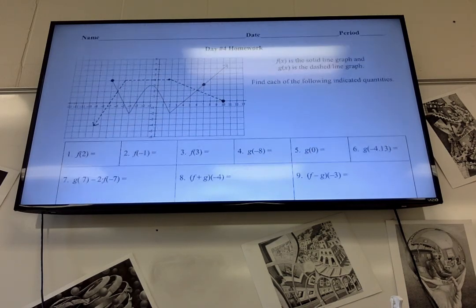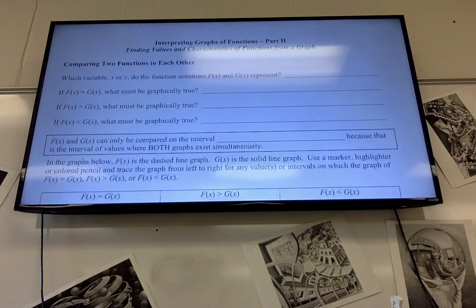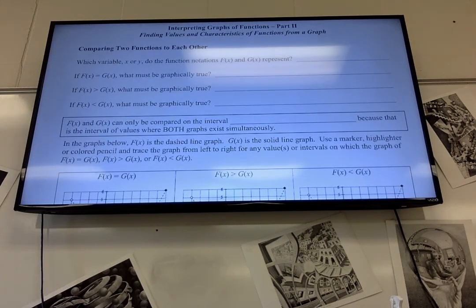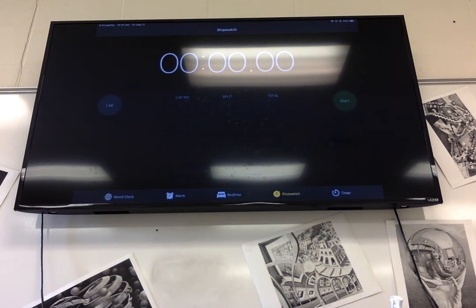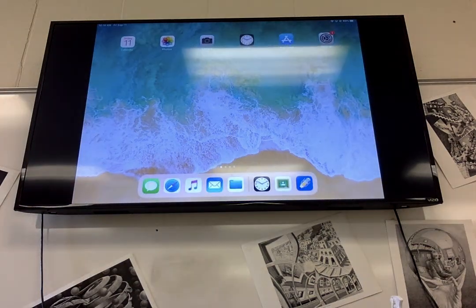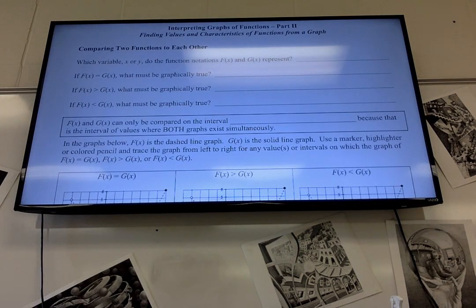Okay, that was the homework. And here we go. On to new stuff. Okay, so now we're going to be not just comparing the function to whether it's bigger than 0 or less than 0 or whatever. Oh, you need that sheet, don't you? Oh, yeah. We're going to be comparing equations or graphs to each other.